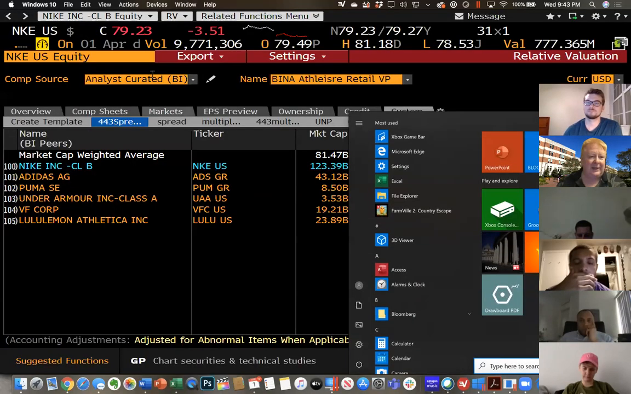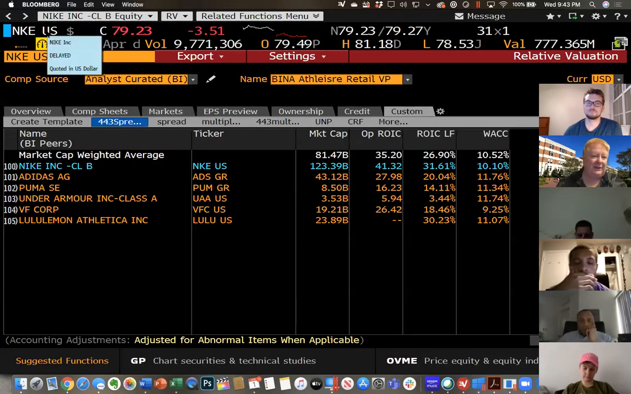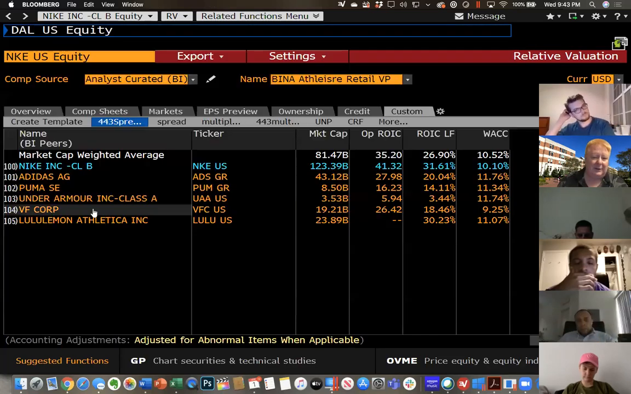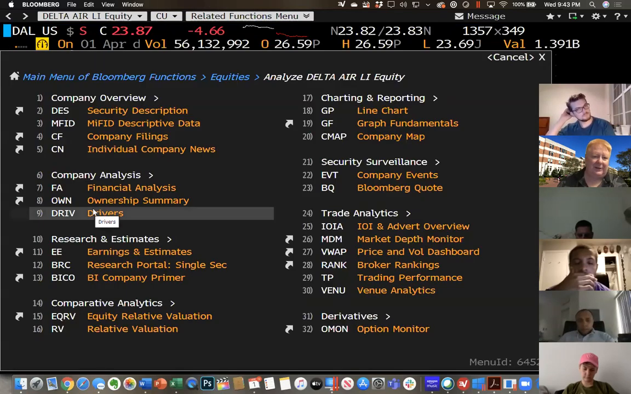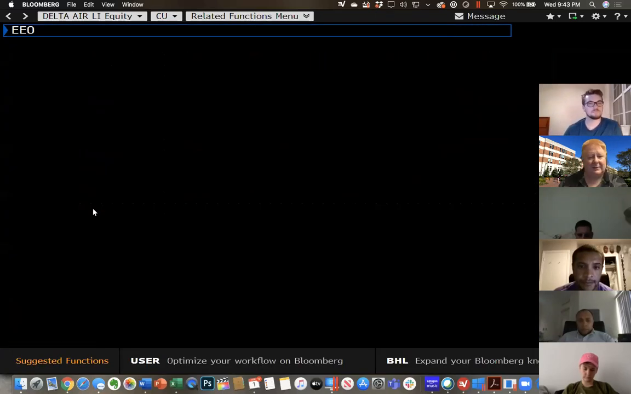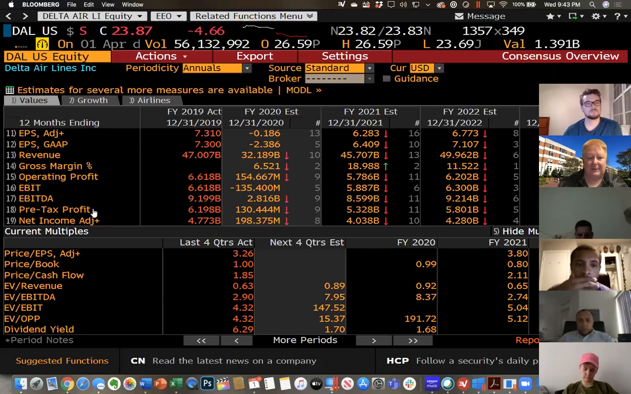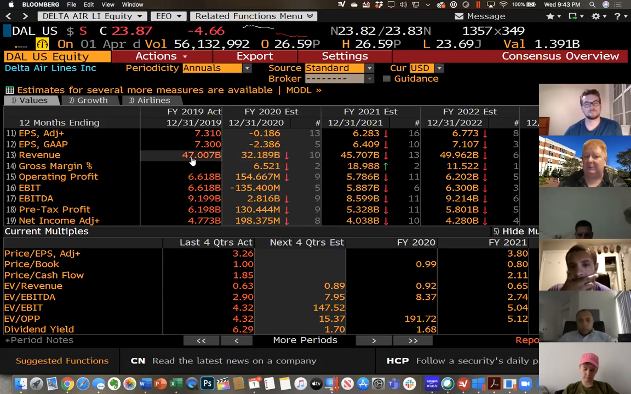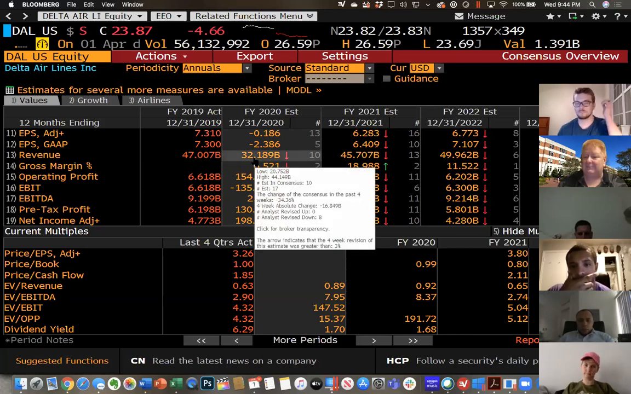Okay. But let's take an airline. Let's take Delta Airlines as an example, right? Here's the problem with Delta Airlines. This is Delta Airlines revenue forecast for 2020. This is what they did last year. Delta's revenue is going to go down by 30% because of the crisis, according to Wall Street.